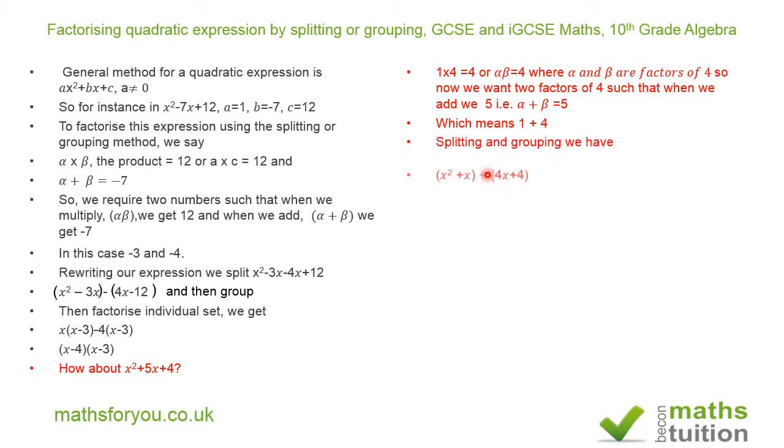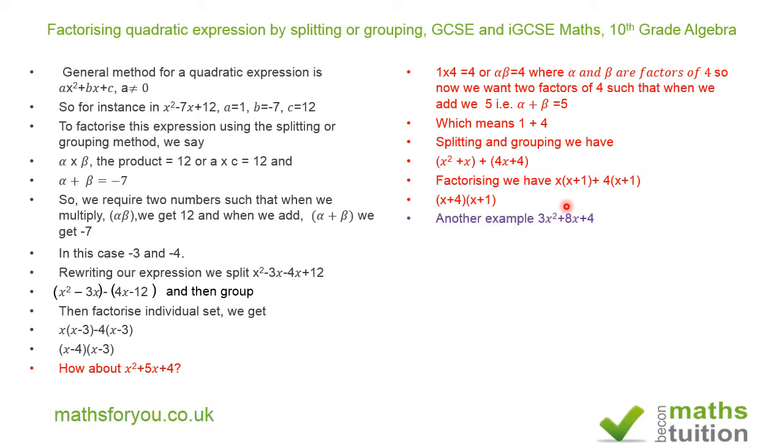If we now split x squared plus 5x plus 4 into two groups, we get x squared plus x plus 4x plus 4. And when I factorize, I get x into x plus 1 plus 4 into x plus 1. Note here that for both groups, x plus 1 is common. So when I now tidy up, I get x plus 4 into x plus 1. Those are the factors for x squared plus 5x plus 4.